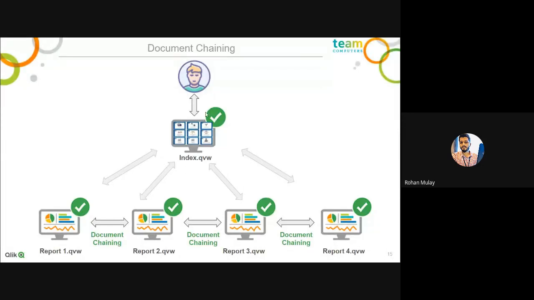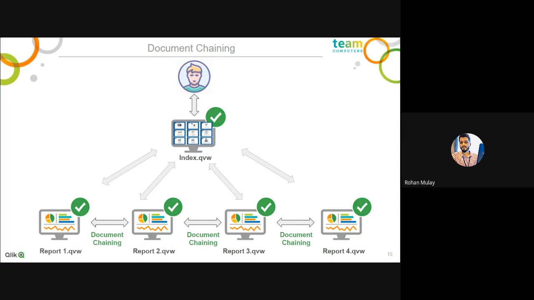For the user, only this application will be visible. The rest we handle through document chaining, a concept where we call one QlikView document from another QlikView document. From this index QlikView document, I call the different QlikView documents that we have broken out at country level. So when I click on this first tile, I get this first report. For the user, it is like only one single application.